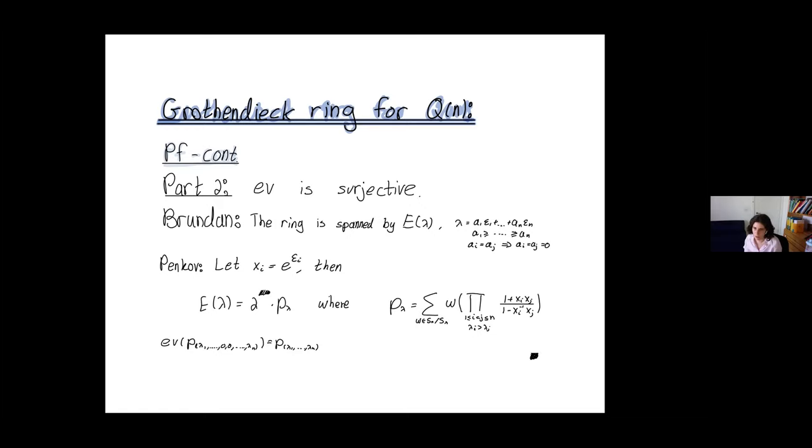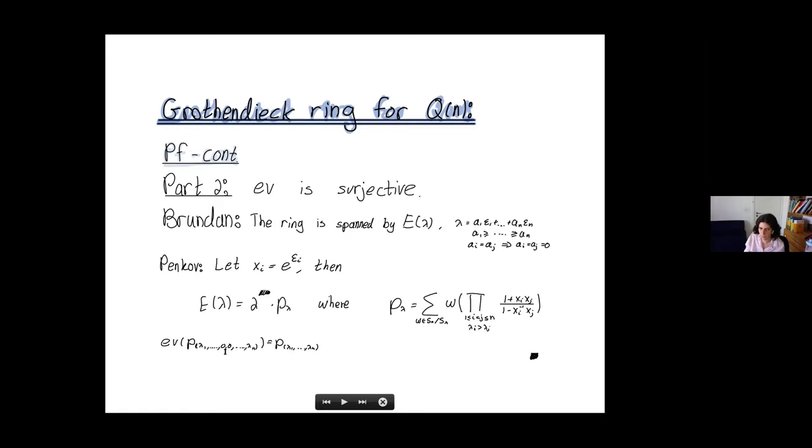When lambda is not a partition, but some decreasing sequence of numbers where we only allow equalities for zero, then it is some Laurent polynomial. But what's nice about it is that I can find a p function that evaluates to my p lambda.